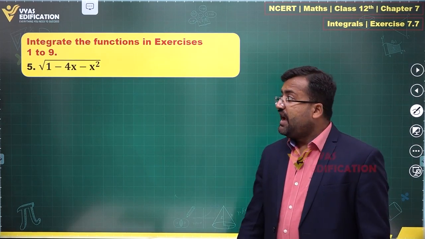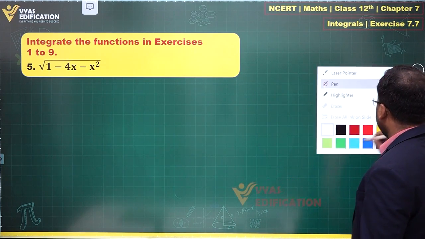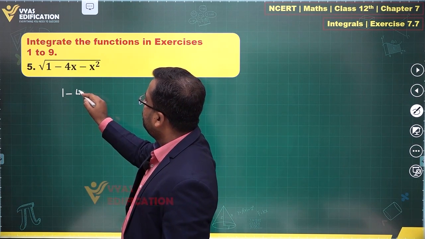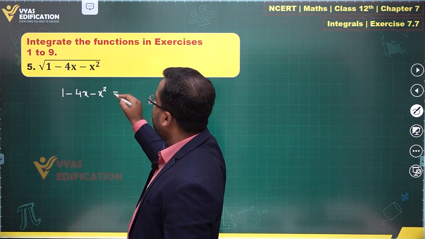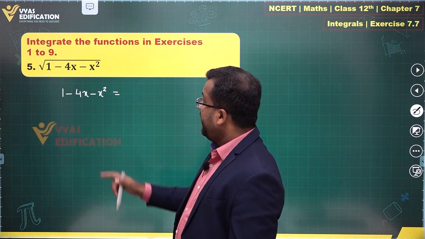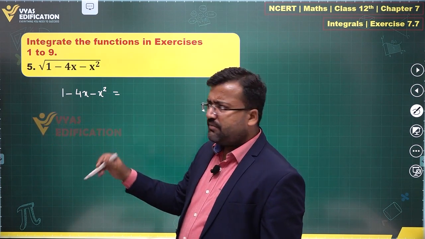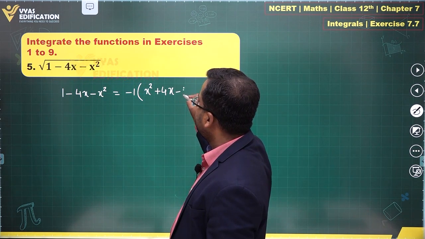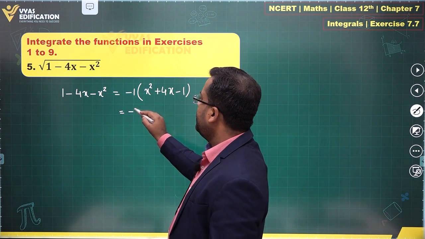In the fifth question, we have 1 minus 4x minus x square. How do we tackle this? So first of all, we'll have to convert this 1 minus 4x minus x square into a perfect square. Okay. The coefficient of x square is minus 1. We'll take minus 1 out. x square plus 4x minus 1 is what I get. Minus 1 remains as it is.